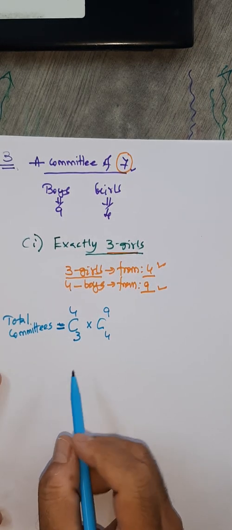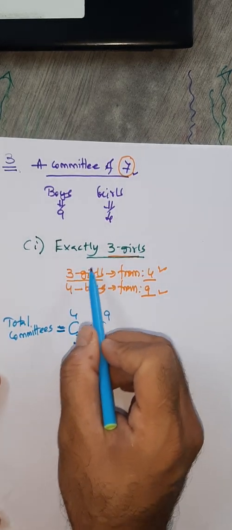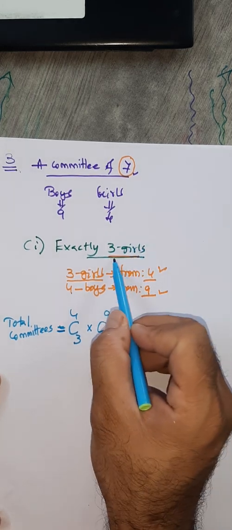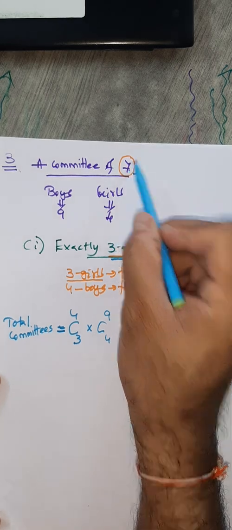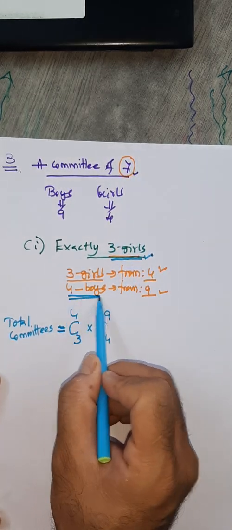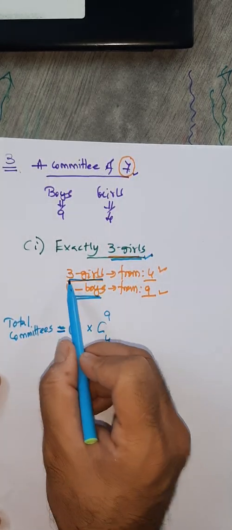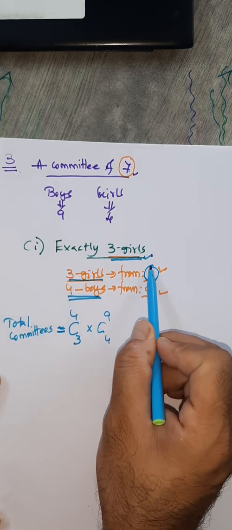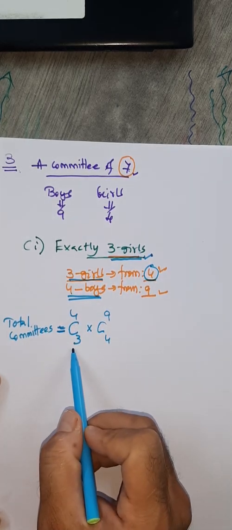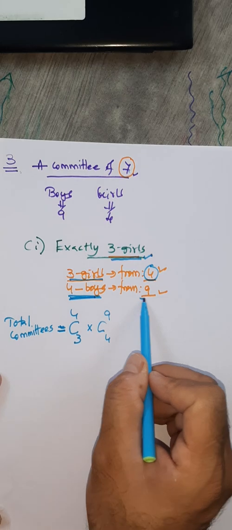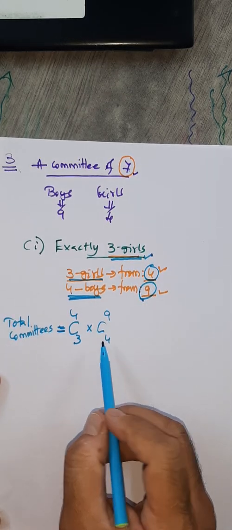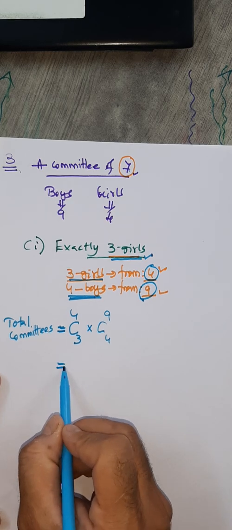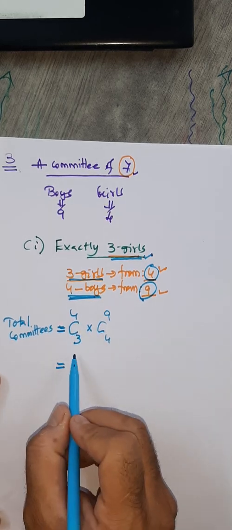Fine. I repeat this. The question says the committee must consist of exactly 3 girls. You have to make a total committee of 7, so there should be 4 boys. So 3 and 4 make 7. 3 girls should come from 4 girls, so it can be done in 4C3 ways. The 4 boys should come from 9 boys, so it can be done in 9C4 ways. Therefore, by the counting principle, you have the product of these two.